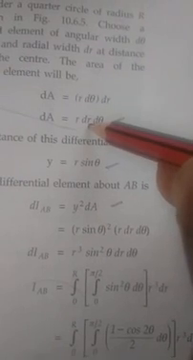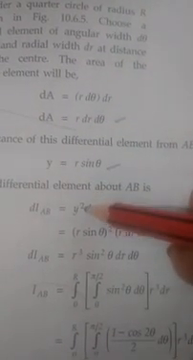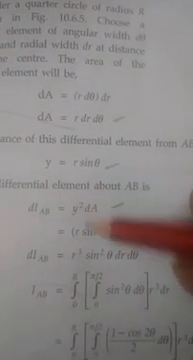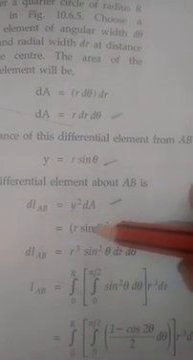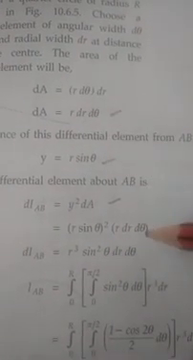Next what you do is, in the place of y you substitute this, in the place of dA you substitute this equation. That's all, that's what you simply have to do. Next, y square will be r into sine theta whole square. dA is r into dr into d theta.